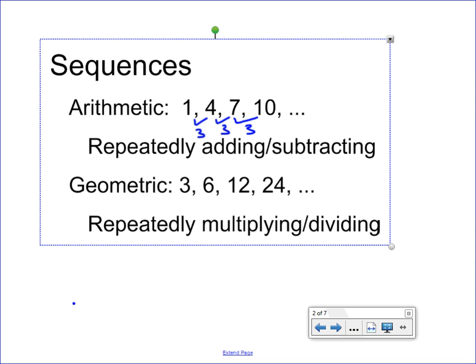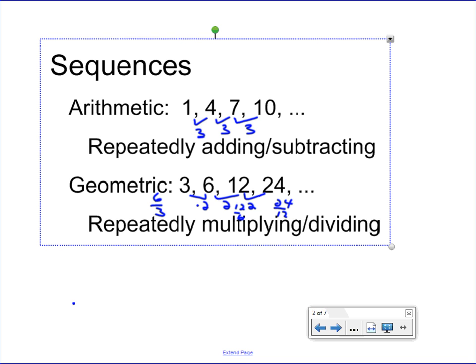Okay, today we're going to start looking at geometric sequences. And geometric sequences are where we're repeatedly multiplying or dividing. So here we multiplied by 2. Here we multiplied by 2. Here we multiplied by 2. So how do you find that 2 part? Well, it's the ratio of, for instance, the second number divided by the first number, or in this case, the 12 divided by the 6, or the 24 divided by the 12. It's the common ratio, we call it.